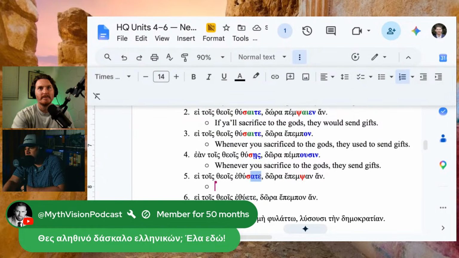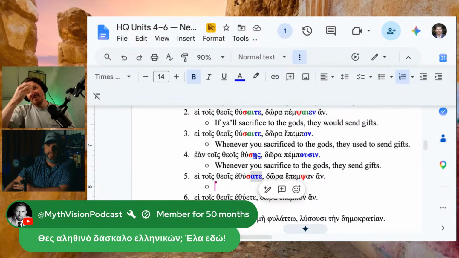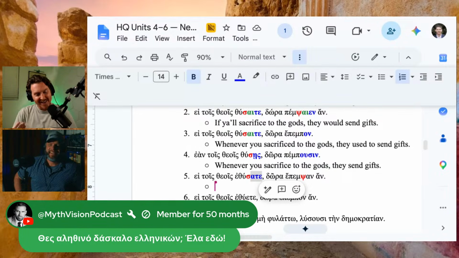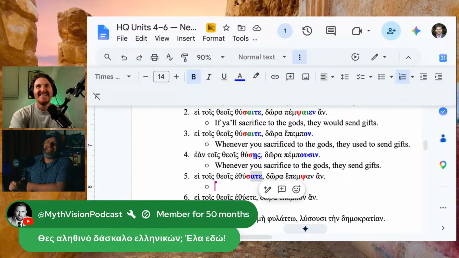Is that modern Greek? It is modern Greek. Derek, what are you doing with this modern crap? Thessalithino daskalo elinikon elado. So if you want a real Greek teacher, come here. And I do teach Greek classes for anybody who's interested. He went on Google and said, "Give me this," and you got modern Greek.